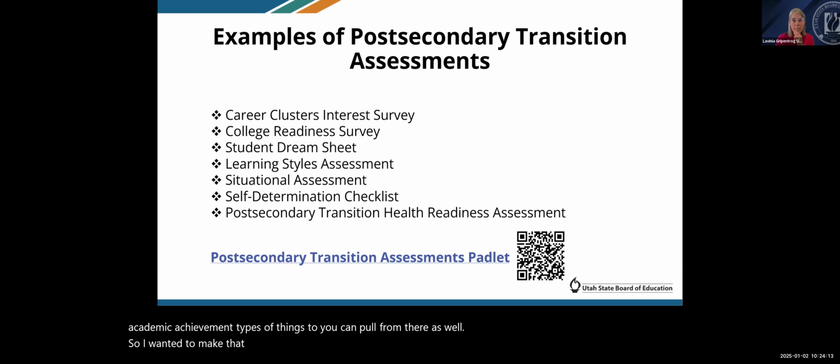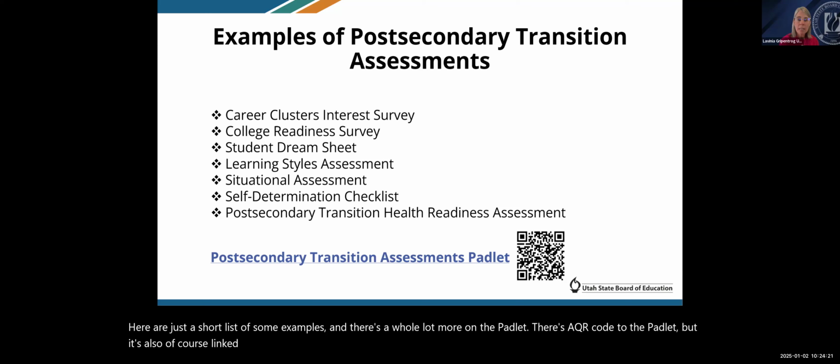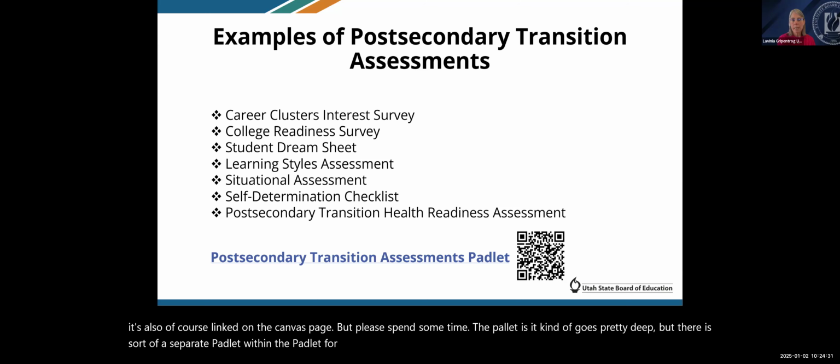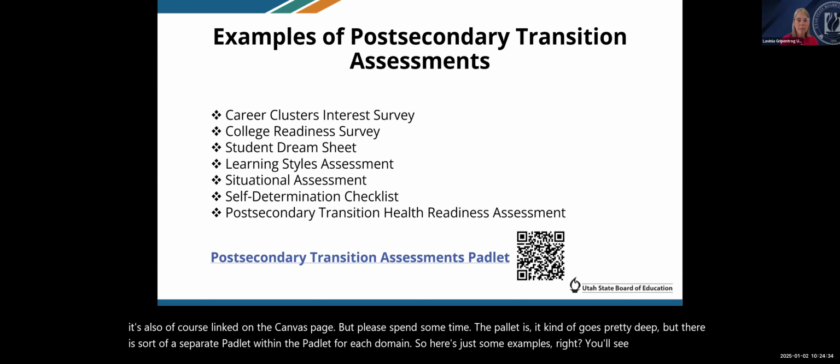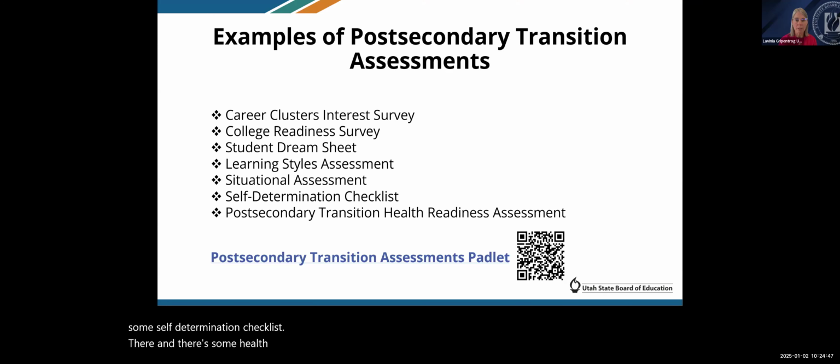Here are just a short list of some examples, and there's a whole lot more on the Padlet. There's a QR code to the Padlet, but it's also, of course, linked on the Canvas page. But please spend some time. The Padlet goes pretty deep, but there is sort of a separate Padlet within the Padlet for each domain. So here's just some examples, right? You'll see some college readiness surveys on there. You'll see a career cluster, learning styles assessment, situational assessments. There's some self-determination checklists on there. And there are some health readiness assessments on there too. So again, just a very short list. The sky's the limit.